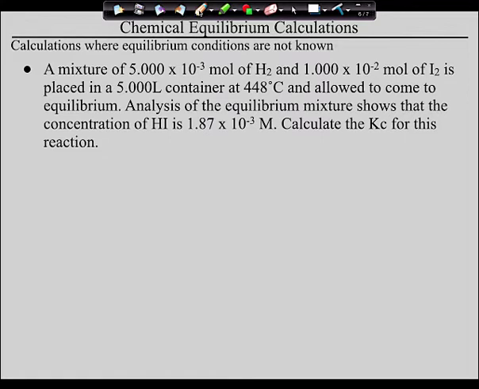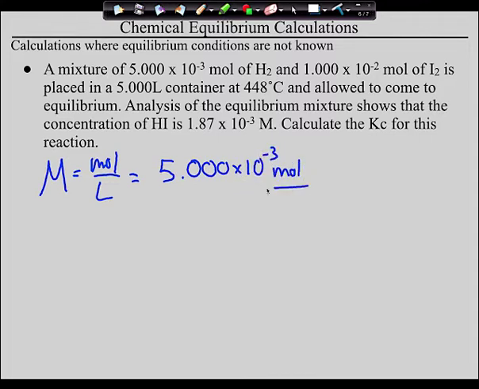We will say that molarity is moles divided by liters. Our number of moles for hydrogen, which one did we get first? Hydrogen. Our number of moles for hydrogen is 5.000 times 10 to the negative third. That's moles. And then our liters is 5 and a bunch of zeros, right? Liters. So we divide that and we get 1 times 10 to the negative third molarity. Now, guys, let me just tell you right now, I am going to be wildly, horribly, terribly, awfully sloppy with significant digits.